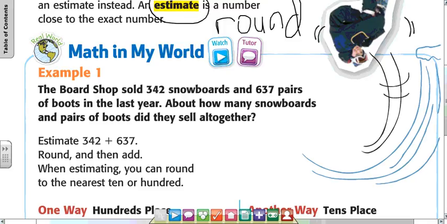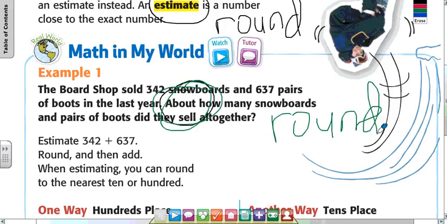Look at the example. The board shop sold 342 snowboards and 637 pairs of boots in the last year. About how many snowboards and pairs of boots did they sell together? Again, that word about, that means to round. Estimate 342 plus 637. What does it say to do first? Round, and then I have to add. Well, let's do that.